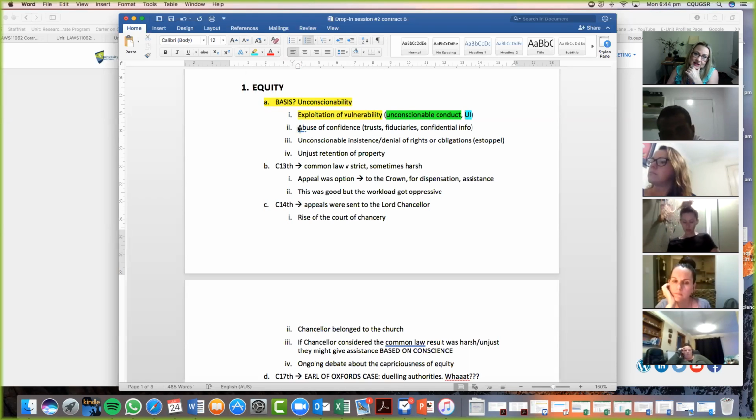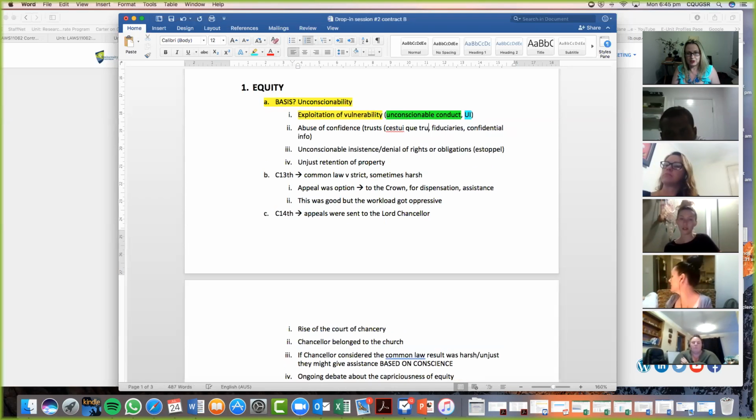You also have equity stepping in where there's been an abuse of confidence, and that will be discussed with you guys in your equity and trusts units. It particularly relates to the kind of relationships that you get between fiduciaries, so a trustee and the beneficiary of the trust, which in a wonderful Latin term is called the cestui que trust.